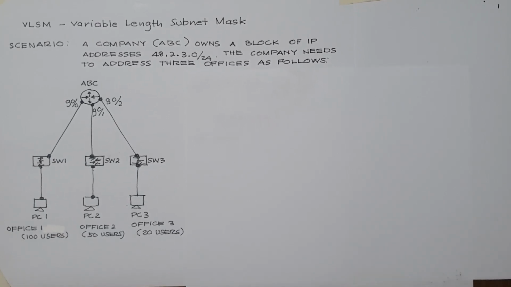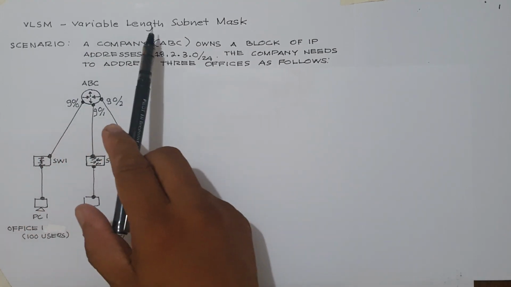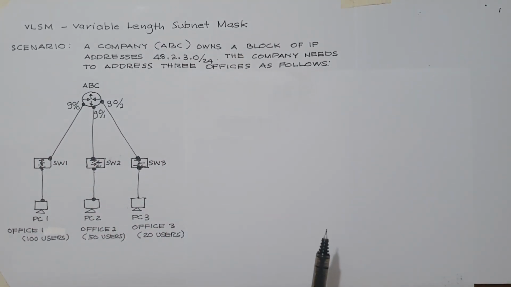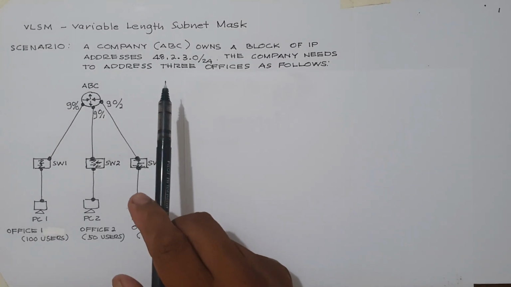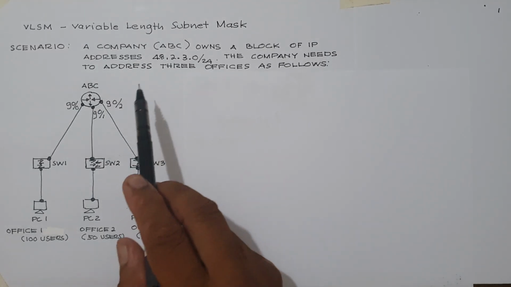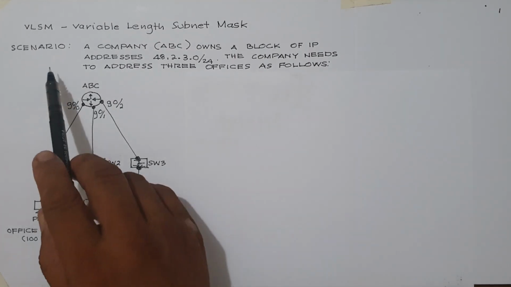In this video, I'm going to discuss with you VLSM, Variable Length Subnet Mask. This is a networking technique that allows administrators to divide a single IP address space into smaller subnets of different sizes. So we have an example here with this scenario.